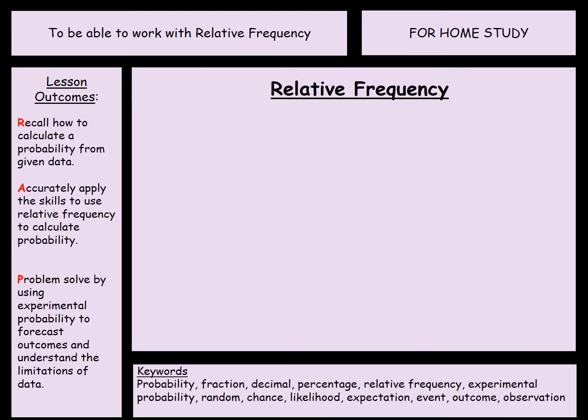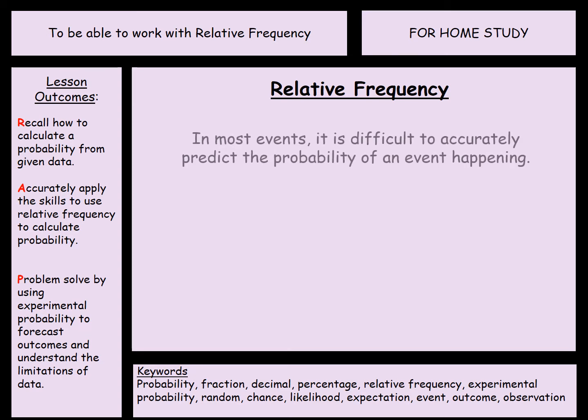Okay, so we've seen quite a few of the examples to do with relative frequency and experimental probability. In terms of what we're going to try and look at doing, we need to be able to recall how we're going to do this, that's the most basic of the outcomes. Then accurately applying this skill to be able to calculate probabilities, and being able to problem solve using this experimental probability to forecast outcomes and understand the limitations of the data in front of us. If you're making notes in your book, this would be the first place that I'd pause the video and start making notes.